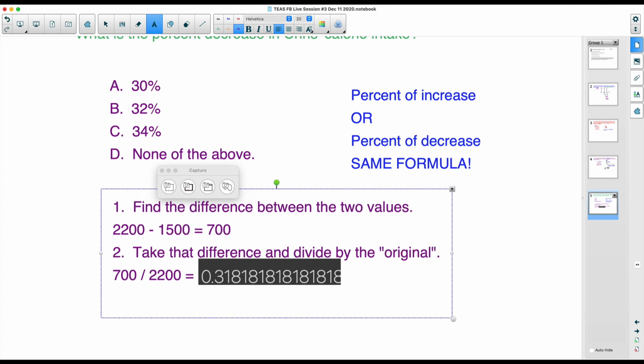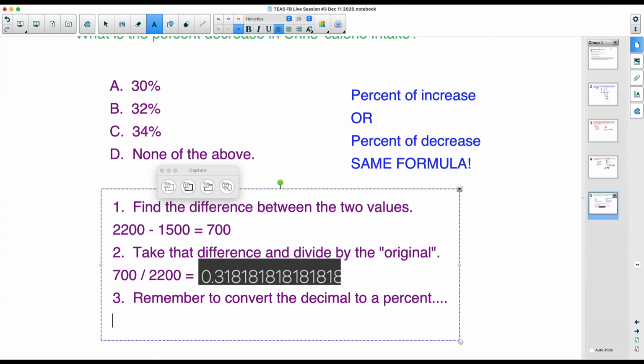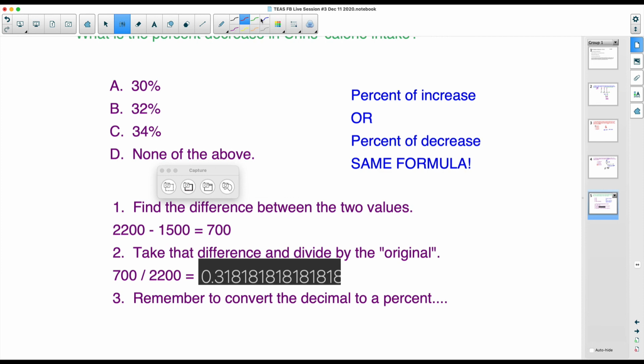The next thing you want to be careful with, though, is just remember to convert the decimal to a percent. Anytime you have a decimal, you can convert it to a percent by moving 2 places to the right or multiplying by 100. Same thing. If we move it 2 places to the right, we'll get 31.8% approximately. And the closest answer we have up here is 32%. And this is a decrease in his calorie consumption. So therefore, B is our answer.